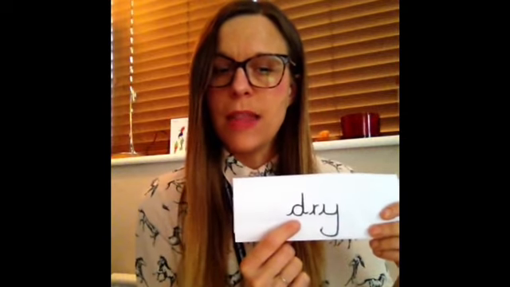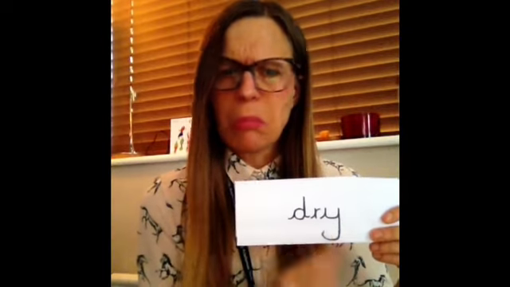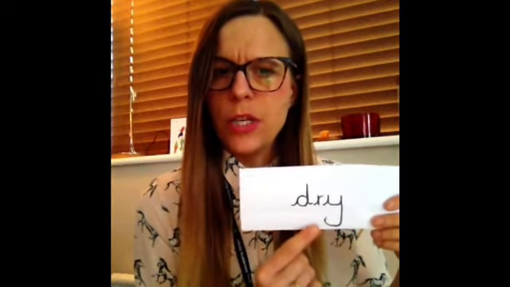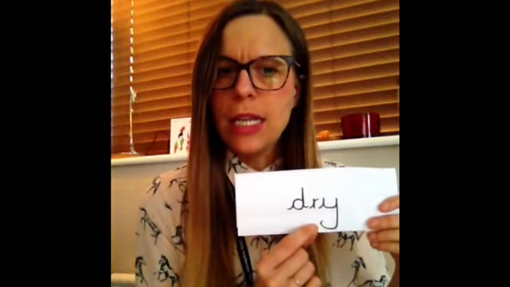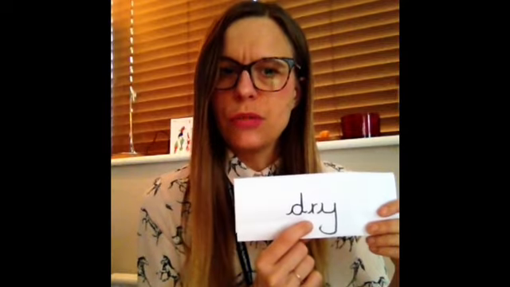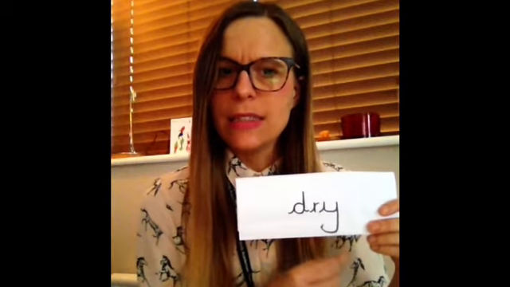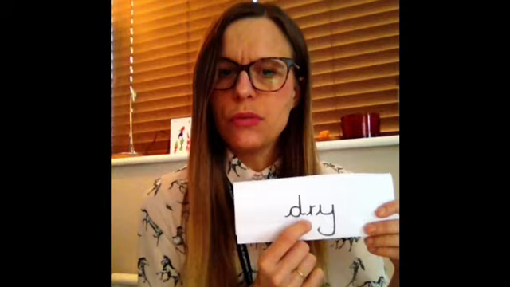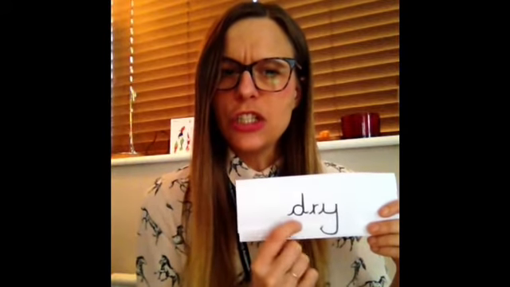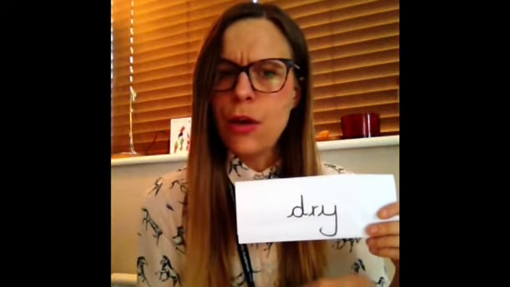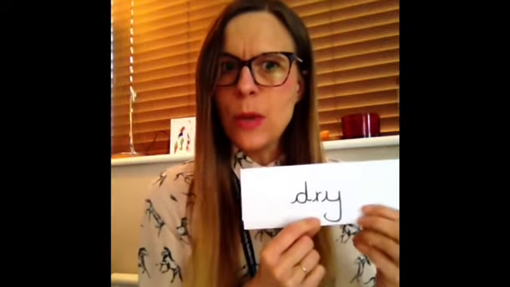D, R, Y. Let's try that again. D, R, Y. That doesn't make sense, does it? So we know it's not the Y pronunciation. Let's have a look and see if it's the E pronunciation. D, R, E. Try that one again. D, R, E. Dree. No, so it's not that E pronunciation. I did say most of the words it would be at the end, but not in this one. This one's a bit tricky. Okay, it's been a bit mean there.